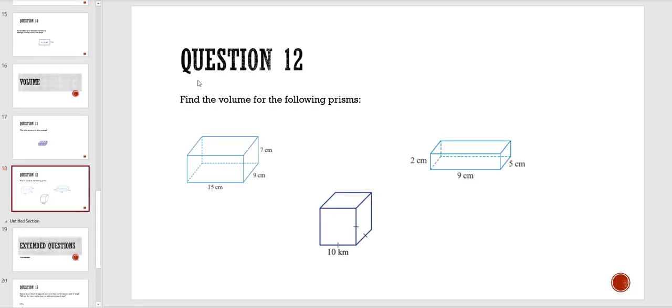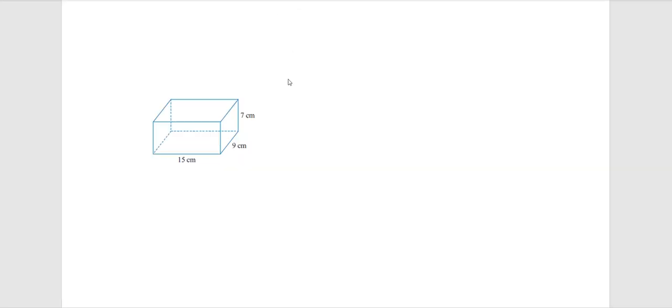Okay, and now question 12 asks us to find the volume for the following prisms. So we have learned how to work out volume of prisms and how the formula actually works. So have a go first. Okay, so the volume of any prism, we have learned, is equal to the area of the cross section times the height, which is the length between the cross sections or the bases. The other formula we use for rectangular prisms is length times width times height, which summarizes all of that.